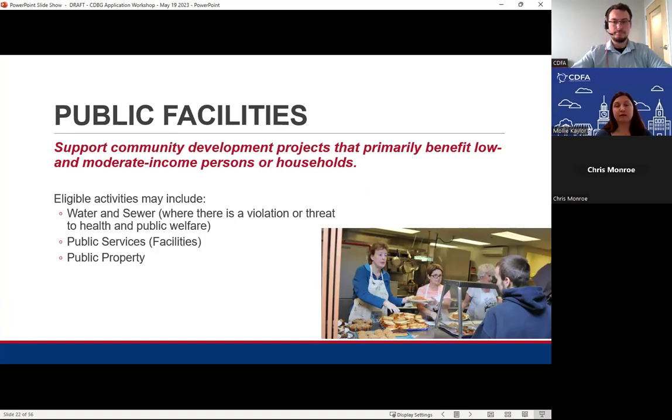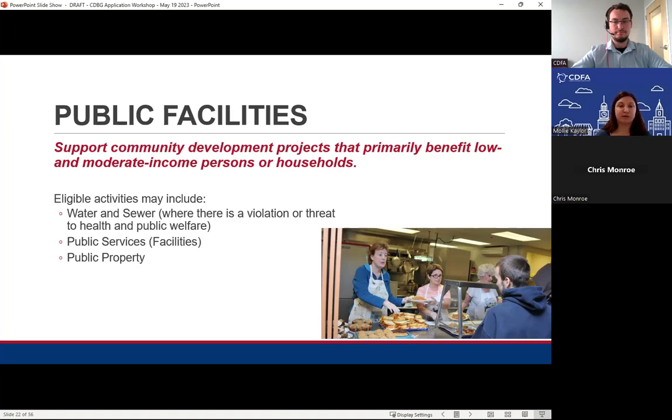I want to note that the public facilities funding can only be used for infrastructure improvements, rehabilitation of the space. It can't be used for operating costs of organizations that are doing this type of work. It really is for construction or acquisition, those hard costs that might be associated with this type of activity. And then lastly, public property is the last category under public facilities. Funds may be used for elderly or handicapped access to public buildings. Funds could also be used to acquire or construct streets, sidewalks, etc.